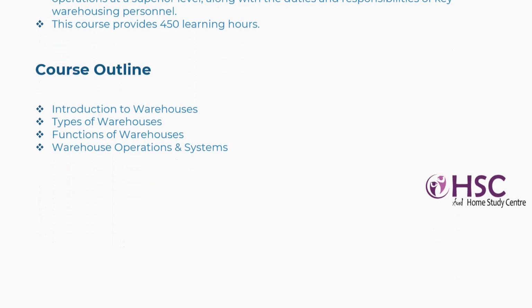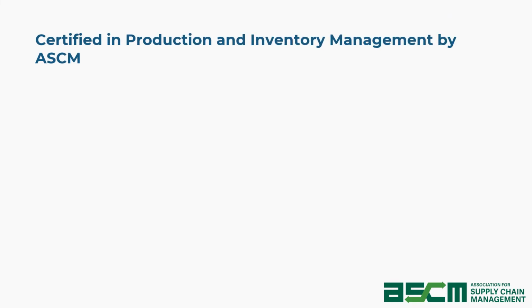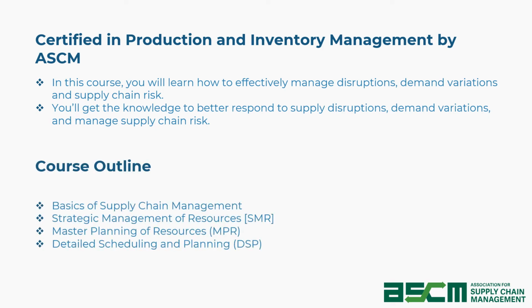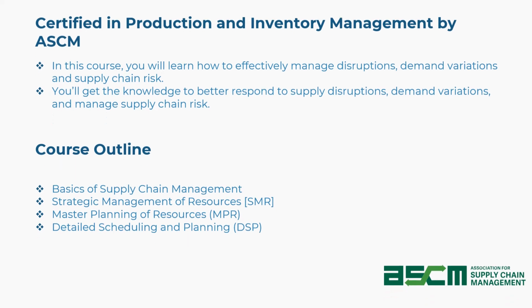The concepts covered in this course are: introduction to warehouses, types of warehouses, functions of warehouses, warehouse operations and systems, and more. Seventh is Certified in Production and Inventory Management by ASCM. In this course, you will learn how to effectively manage disruptions, demand variations and supply chain risk. You'll get the knowledge to better respond to supply disruptions, demand variations, and manage supply chain risk. The concepts covered in this course are: basics of supply chain management, strategic management of resources, master planning of resources, detailed scheduling and planning, and more.